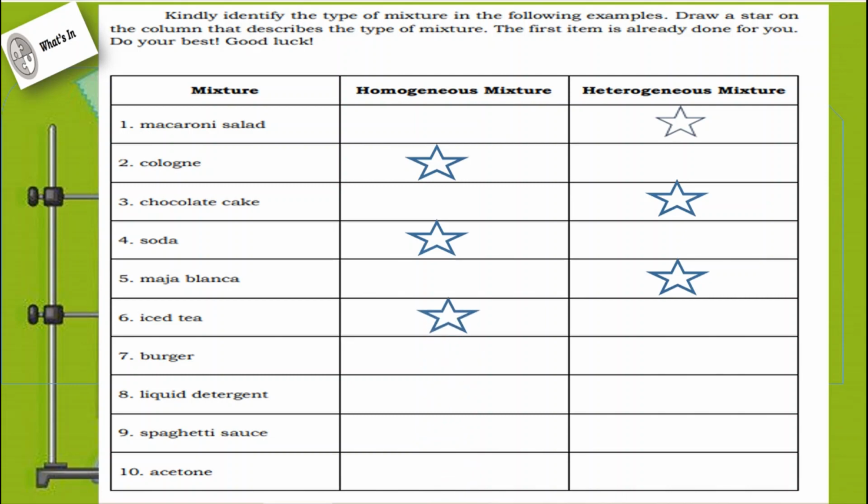Number 7, burger. Burger is in the heterogeneous mixture. Liquid detergent, homogeneous mixture. Spaghetti sauce, heterogeneous mixture. And number 10, acetone, homogeneous mixture. Okay. So, perfect na ninyo karon. Review. Okay. Next.